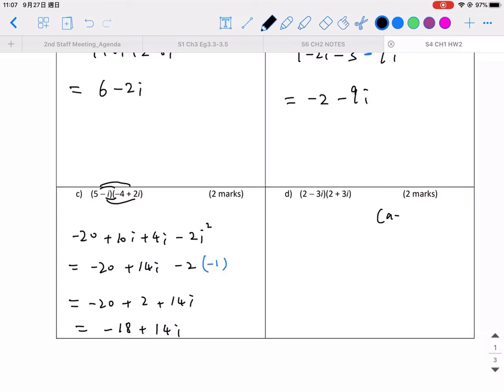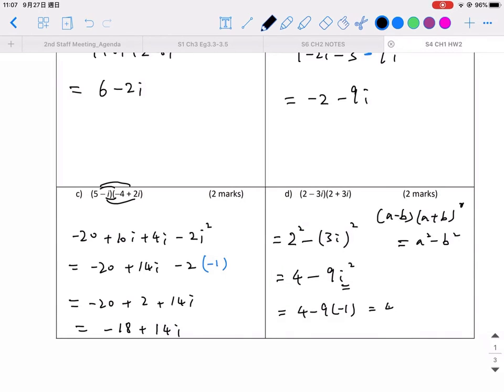So in part D, it says a plus b. You still remember the a minus b, a plus b format. It becomes a squared minus b squared, right? So therefore it should become 2 squared minus, a bracket first. You need to write down a bracket square, and therefore it should be 4 minus 9i squared, and we know i squared is equal to -1. So it will become 4 plus 9, and the result should be 13.